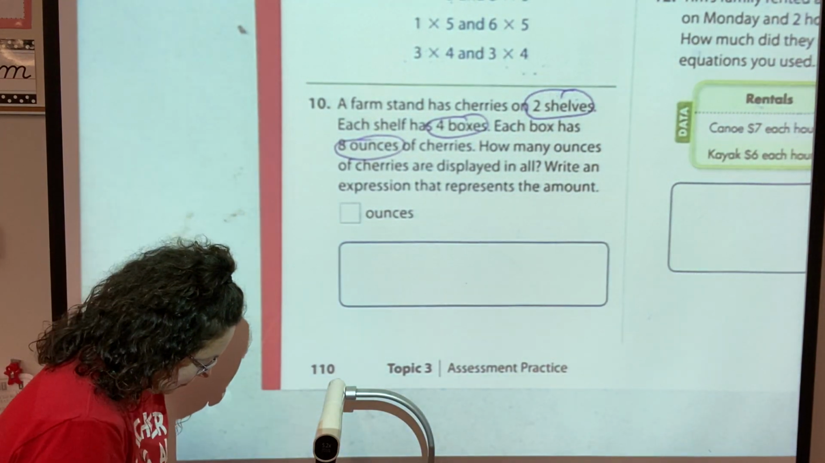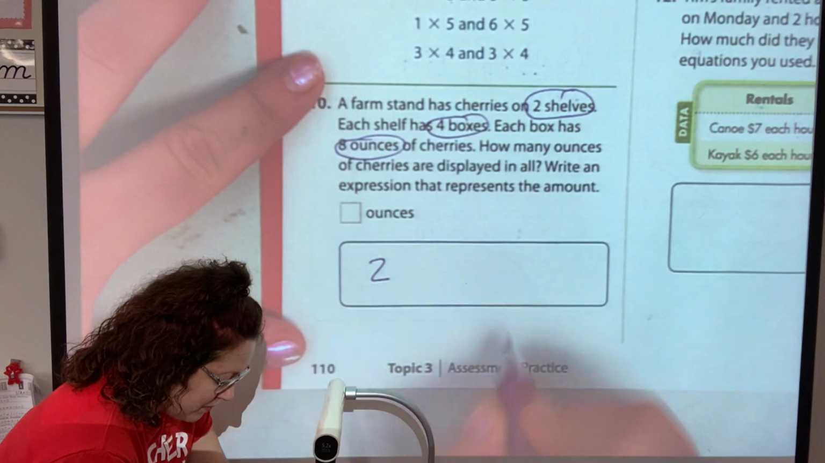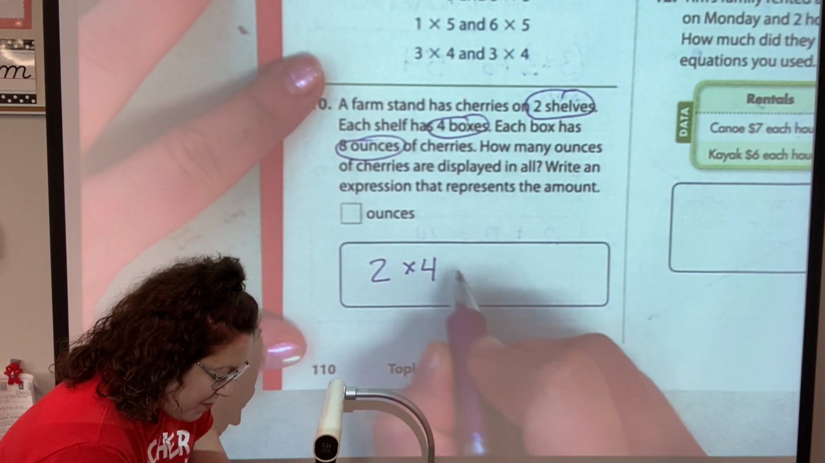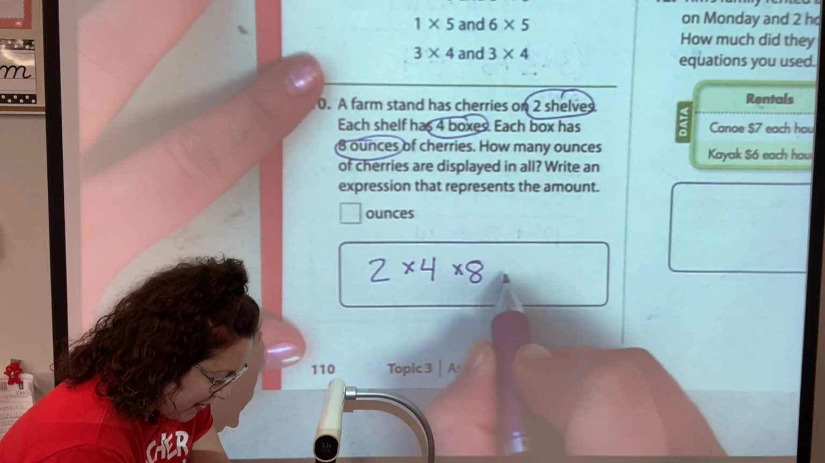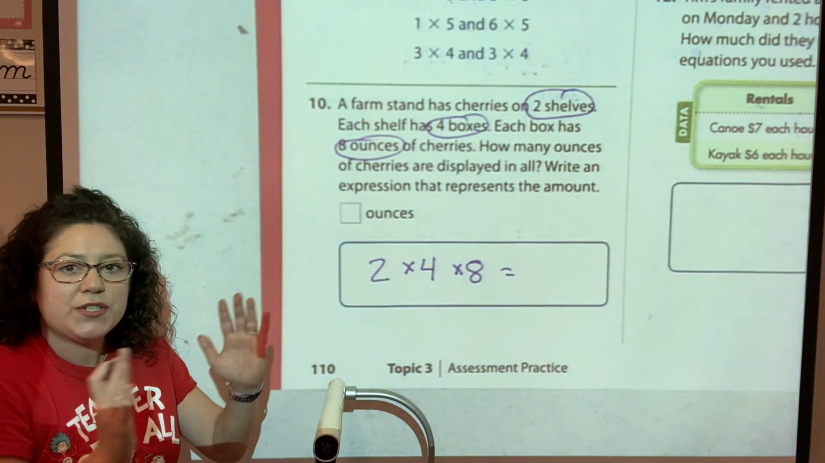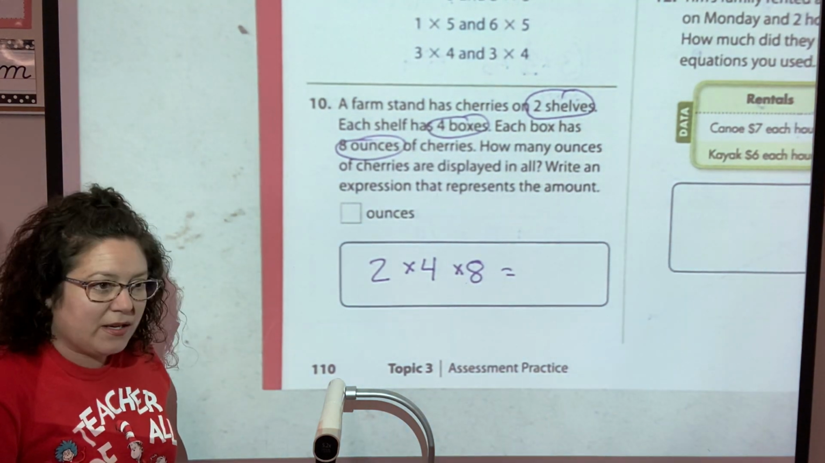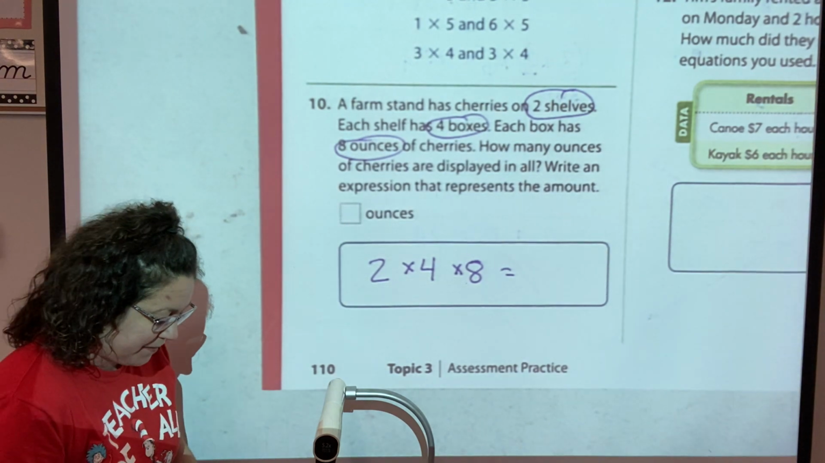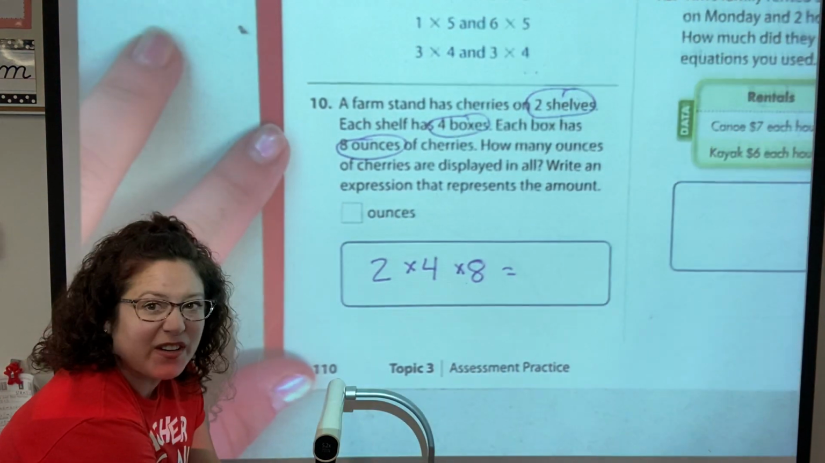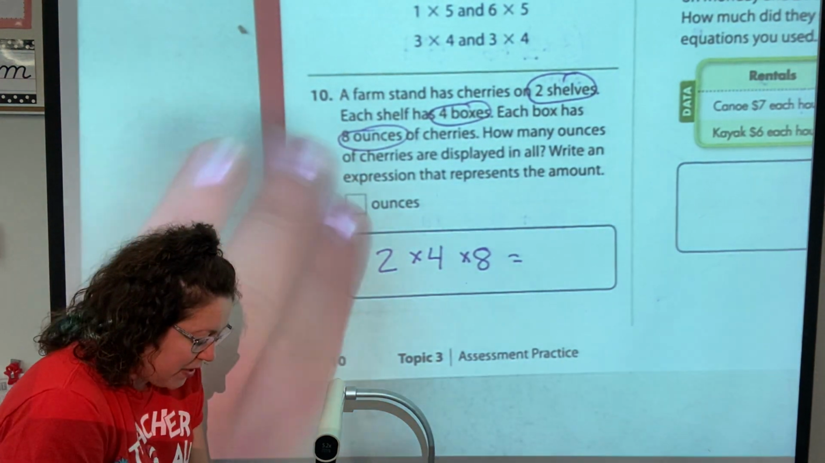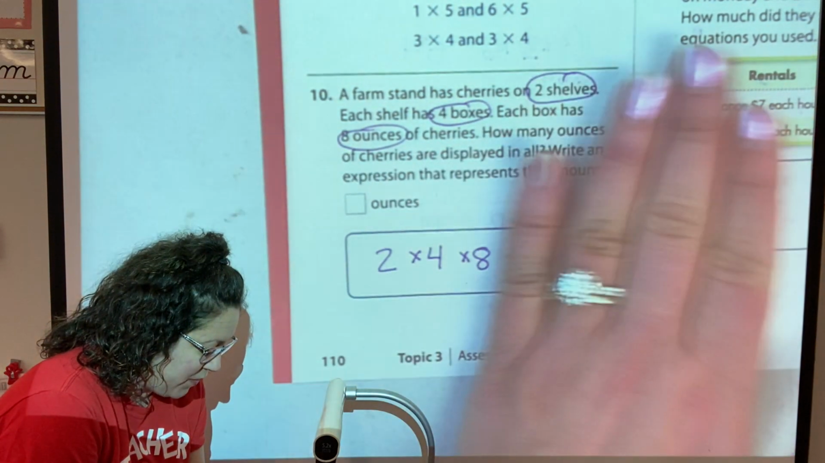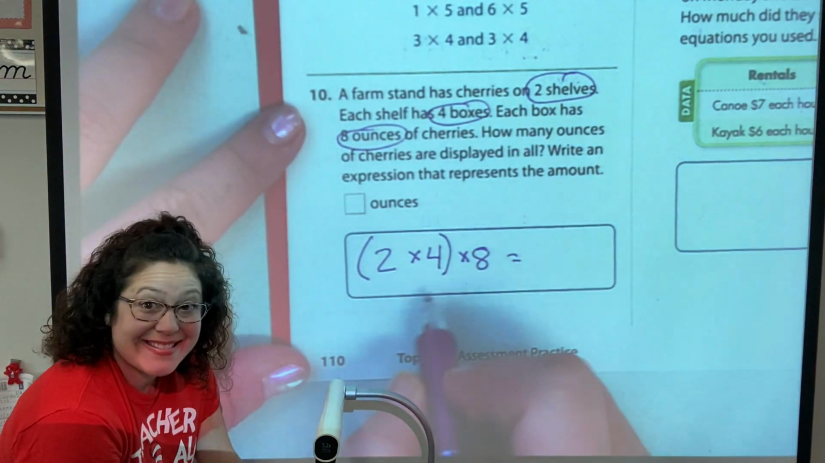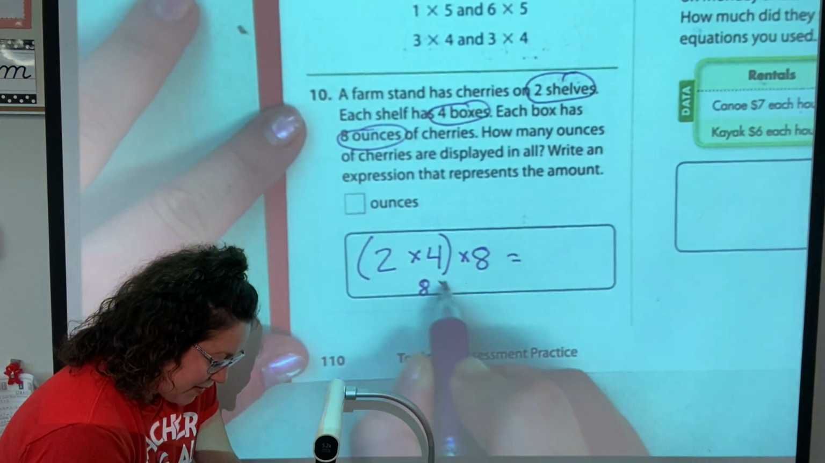Okay? So we have 2 shelves, and each shelf has 4 boxes. Each box has 8 ounces of cherries. Okay? 2 shelves, 4 boxes on each, and then 8 ounces in each box. So we're multiplying. We're not adding them together because they're all different things. So you can do 4 times 8 or 2 times 4. I like 2 times 4 because it's doubles. So I get 8. 8 times 8.